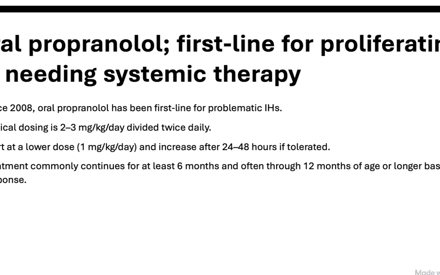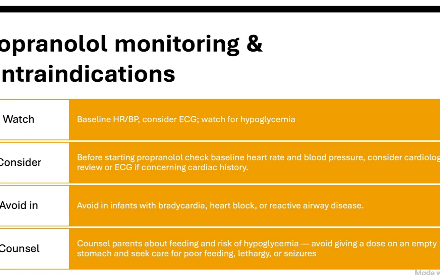This treatment commonly continues for at least 6 months and sometimes even to 12 months, based on the patient's response to the treatment. But there are some watch outs while we use propranolol. When you start propranolol, because it's a beta blocker agent, we need to know the patient's baseline heart rate and blood pressure, because it may cause both bradycardia and hypotension.